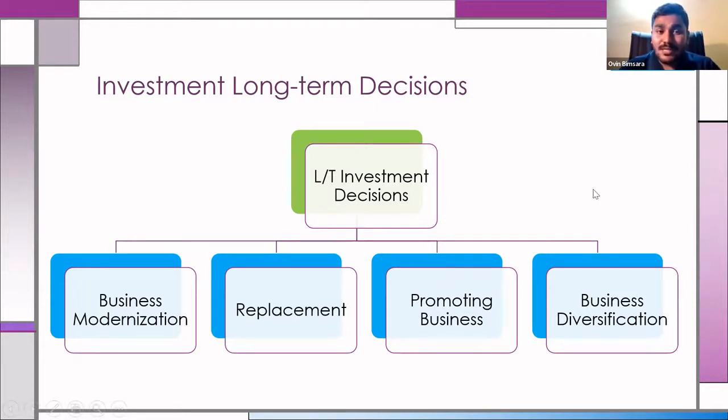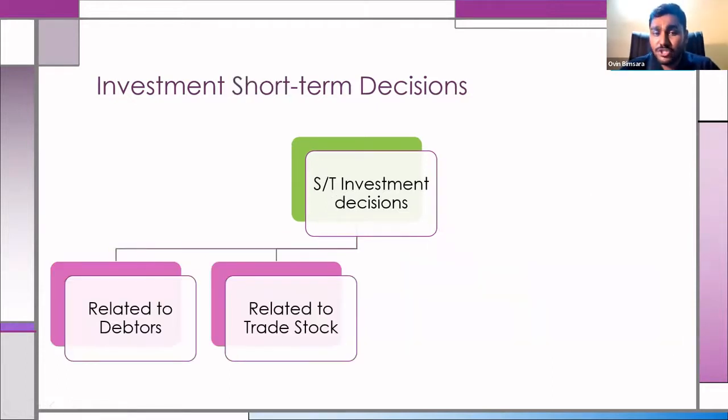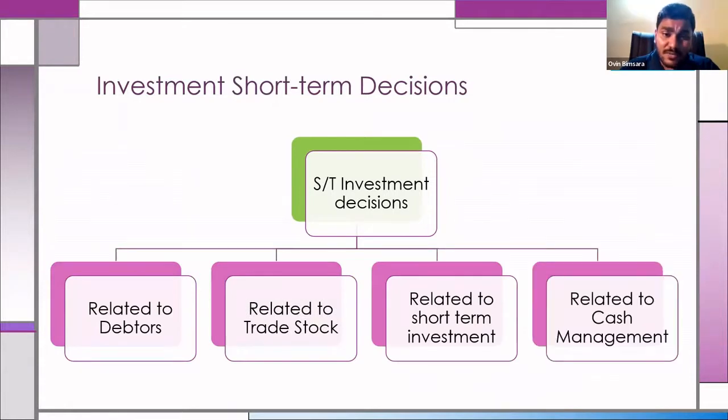Then we discuss the short-term investment decisions. When it comes to short-term investment decisions, there are decisions related to debtors. We have sold the products on credit. Now we are yet to receive the cash from the debtors. So we need to decide how much we are going to sell on credit and when we are going to receive it. It will depend on the credit period we give to the debtors and the terms that we have given to them. You need to decide.